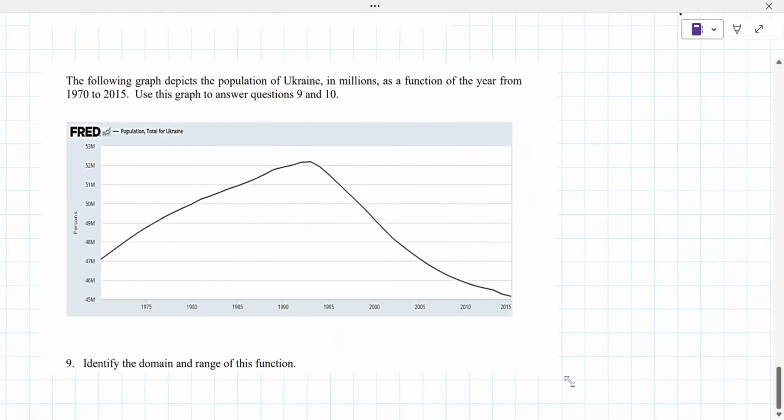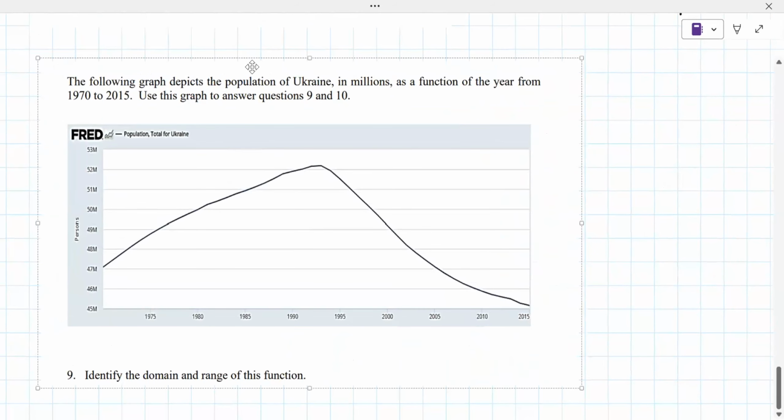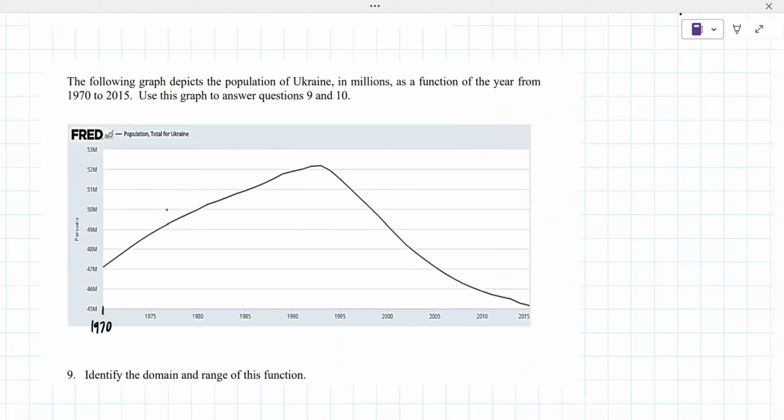All right, number 9 here says the graph depicts the population of Ukraine in millions as a function of the year, 1970 to 2015. So they started here in 1970, which they don't say, but that's probably good to have, all the way to 2015. And we want the domain and range. The domain you can think of as left to right. What's the leftmost X value? 1970, right?